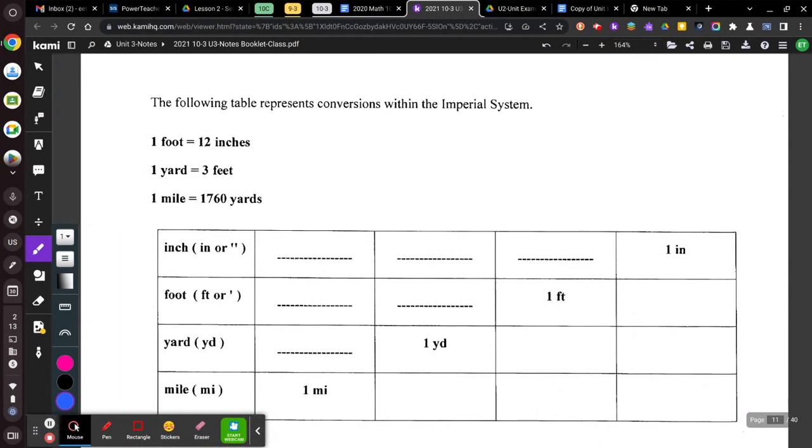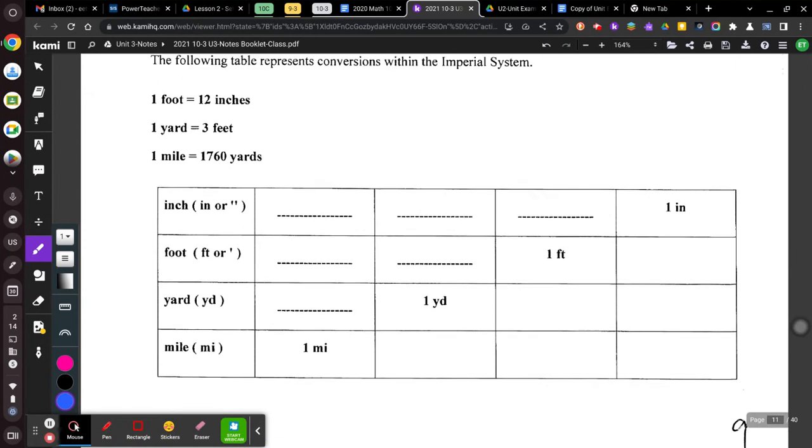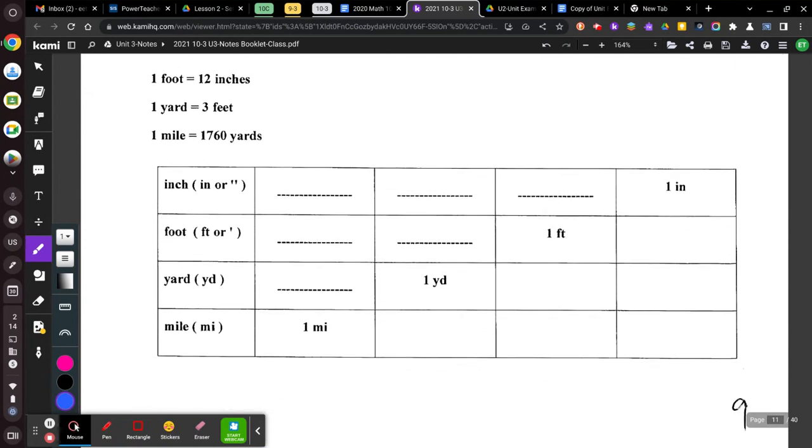It says 1 foot is about 12 inches. And we get that from Subway, right? From Subway, we know that a 1 foot long sub is a 12-inch sub. Half of a sub is a 6-inch sub, right? A yard is 3 feet. That's something we need to understand. And a mile is 1,760 yards. So what we're going to do is put MI for miles, YD for yards, FT for feet, and IN for inches.